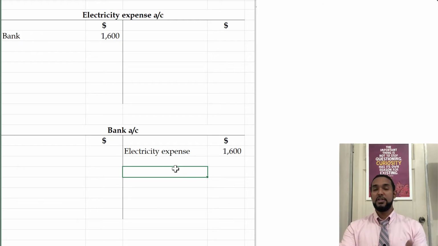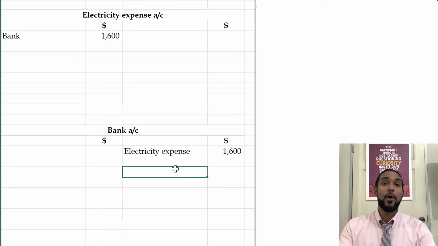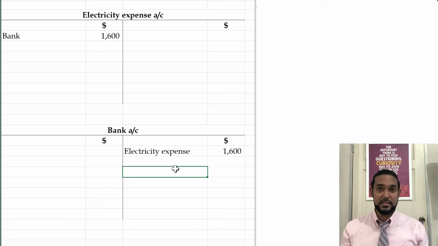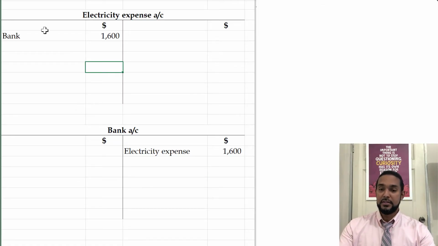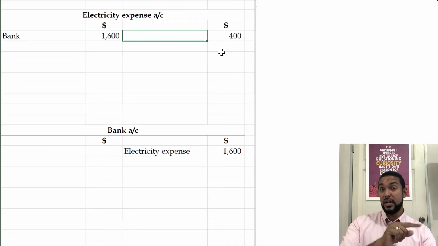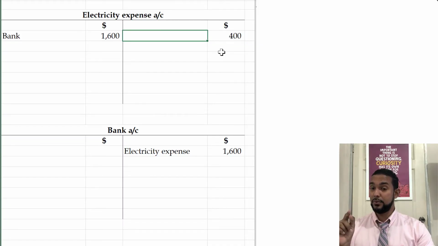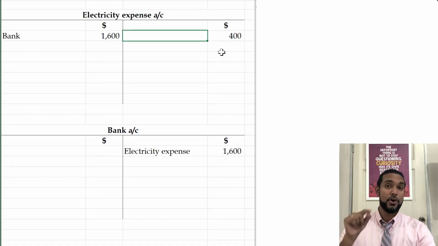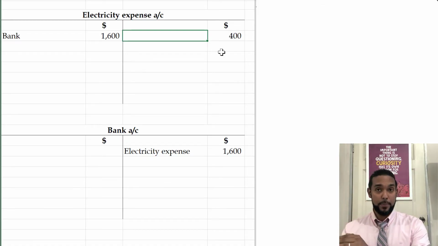So therefore, each of these sides is too high by 400. How do we decrease each side? Well, let's take it one at a time. To decrease the debit side, we have to go on the credit side. So we're going to put 400 because 1,200 was supposed to be the correct amount. We put 1,600, which is 400 too high. So we go on the opposite side and put a 400 there, and that's going to counterbalance it.